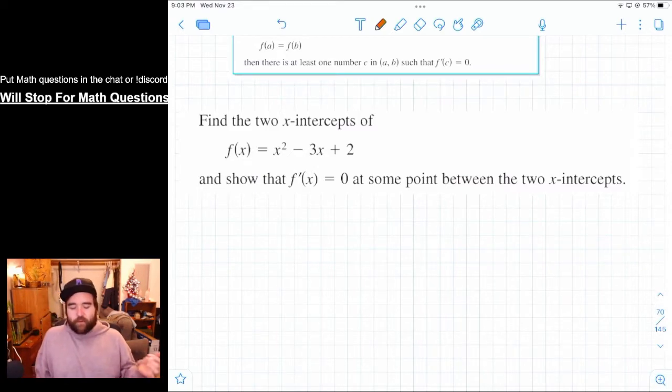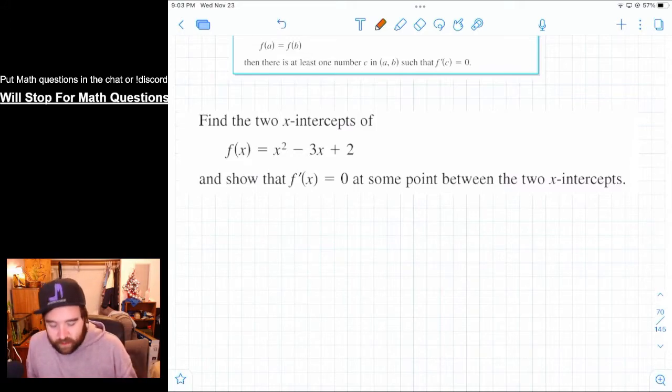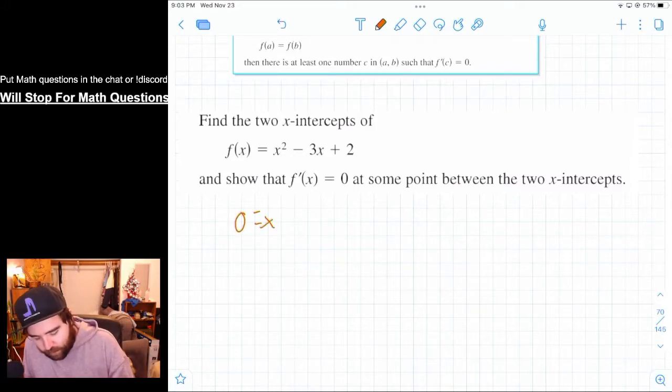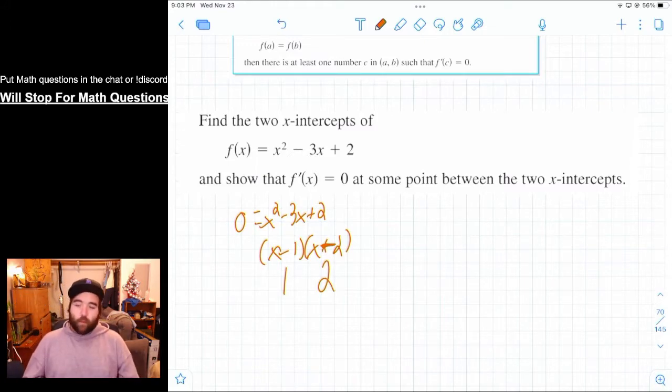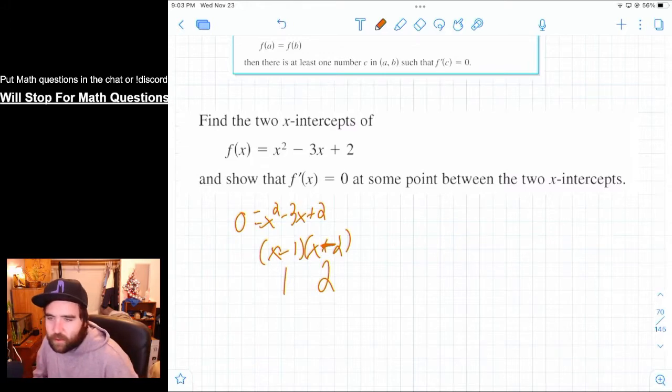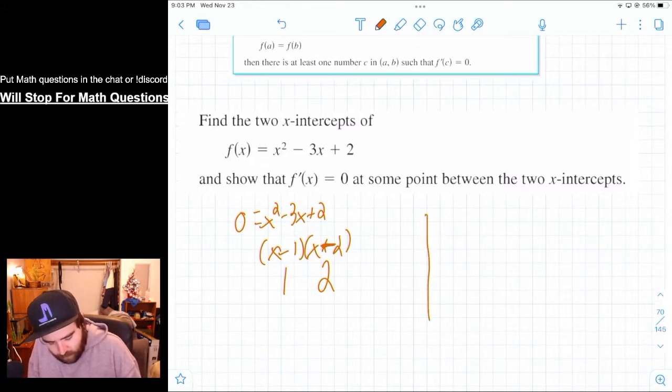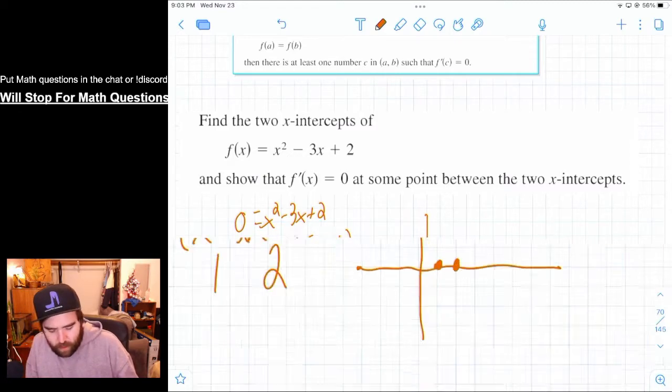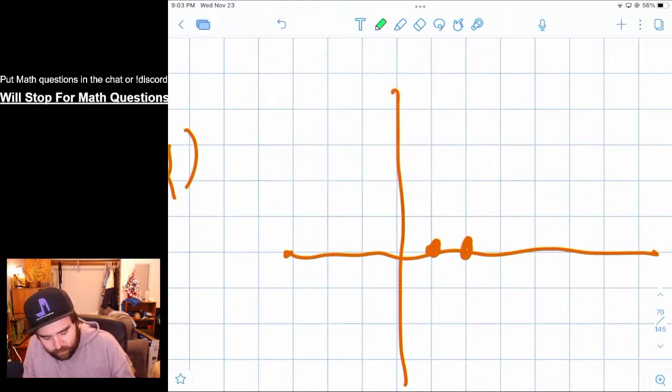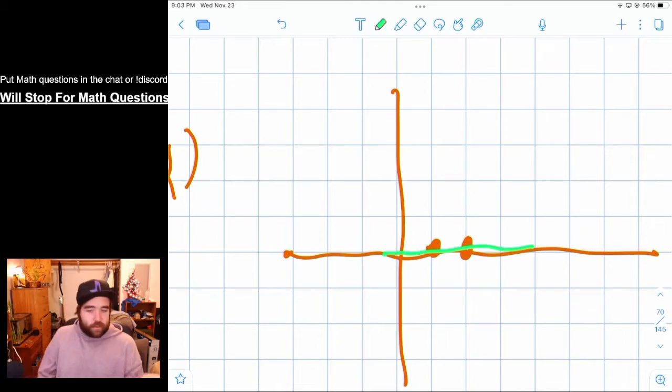So what are we going to do? We're going to find the two x-intercepts. How do you find an x-intercept? Set the y value equal to 0. Factor. Minus here. So now we have our two x-intercepts, 1 and 2. And so really all they're trying to say is like, let's picture that. We have 1, we have 2. If we draw the secant line between those 2 points, the slope of that line is 0.